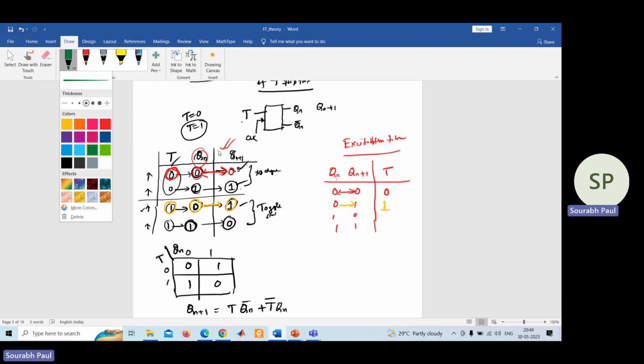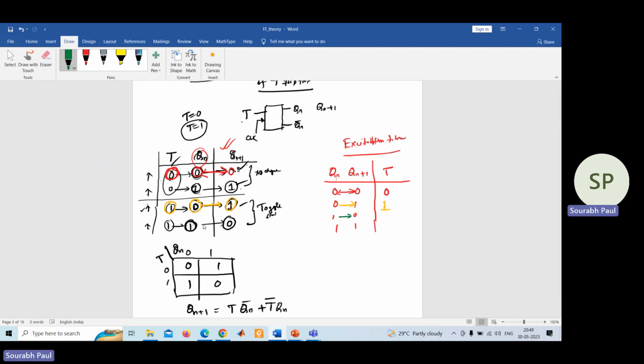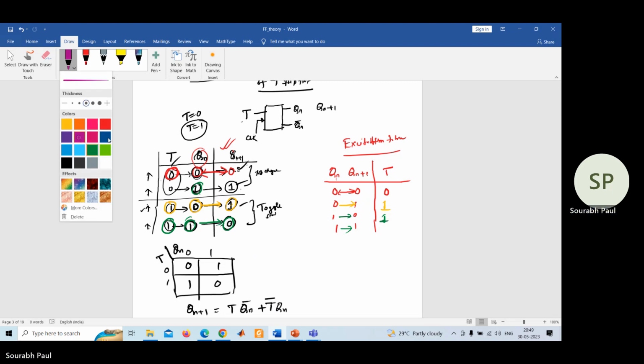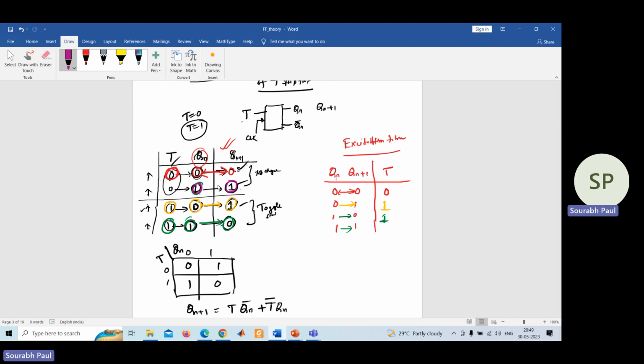Now follow the same thing for the next case, 1 0. Where did you get 1 0? Qn equal to 1, Qn plus 1 equal to 0. In this combination, what was the input? The input was 1, so you put 1. Now check the 1 1 combination. In that case, the input was 0, so you can write 0. So this is the way to make the excitation table. Okay. Thank you.